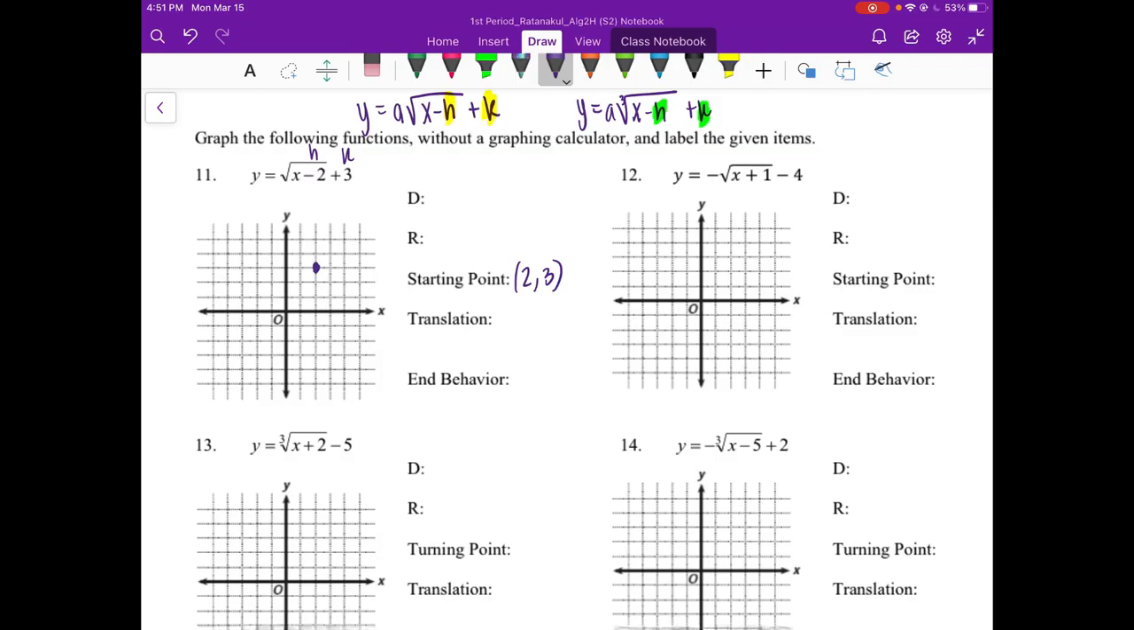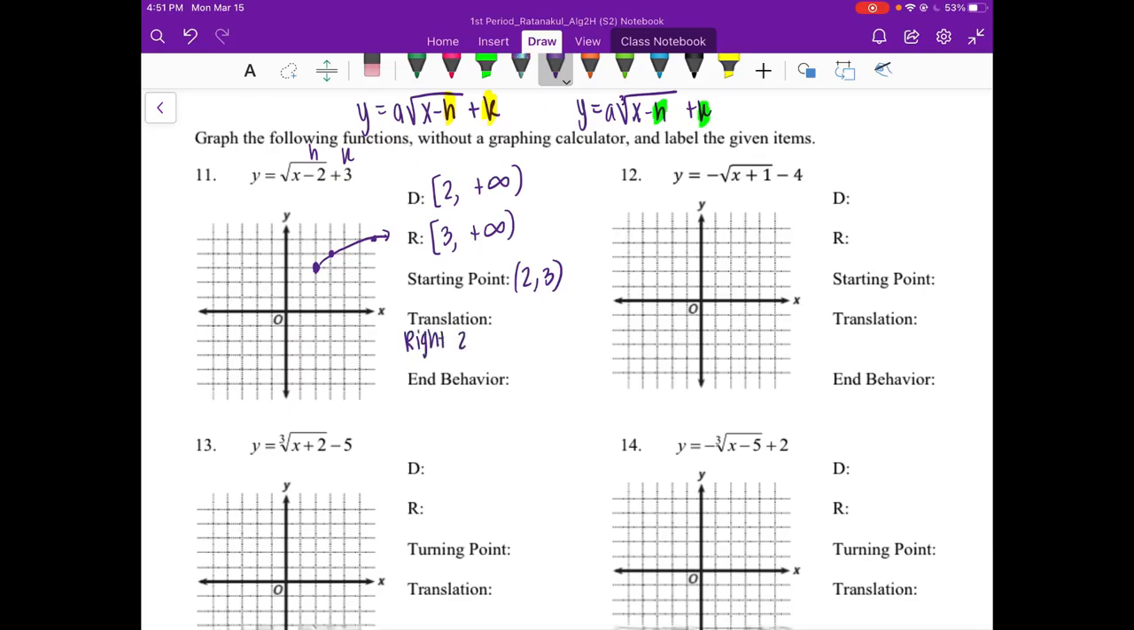When you're dealing with square roots, you can follow the pattern. So we're going to go over and up 1 from the starting point, go back to the beginning and go over 4 to the right, and up 2, and connect our dots. Our domain starts at 2 and it goes to the right, so that's positive infinity. Our range starts at 3 and is above 3, so that also goes to positive infinity.